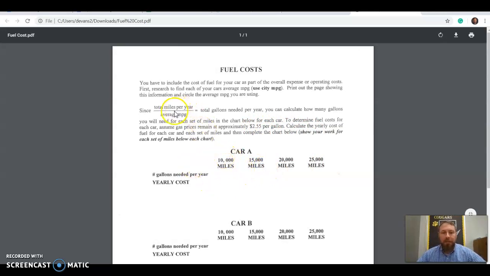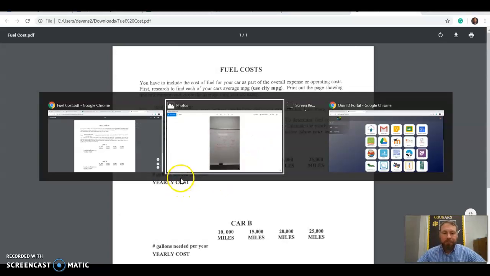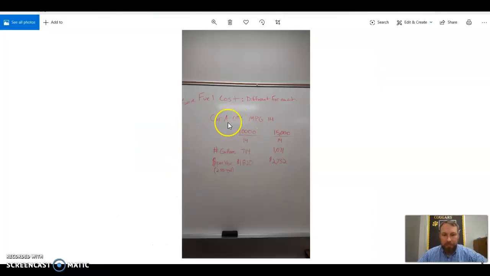So like I said, you're taking your average city MPG and dividing it into the miles per year, and they give you a whole bunch of different scenarios here: 10,000 miles a year, 15,000, 20,000, 25,000 miles per year. And then you take the total gallons and multiply it by 2.55 per gallon, and that's going to give you your yearly cost. So that's what it looks like for me.